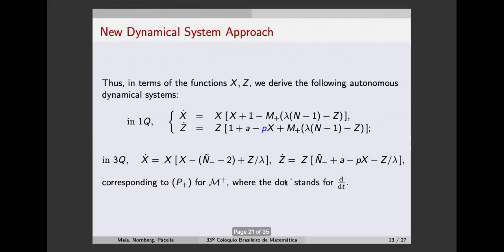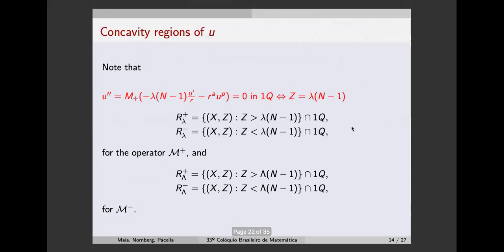So anyway, we arrive at these dynamical systems associated with the equation we had. This corresponds to P plus for M plus, and the dot stands for the derivative with respect to t. Now we start studying the dynamical system itself in order to get information to solve our Pucci's operator problem in the beginning. So, concavity regions of u.